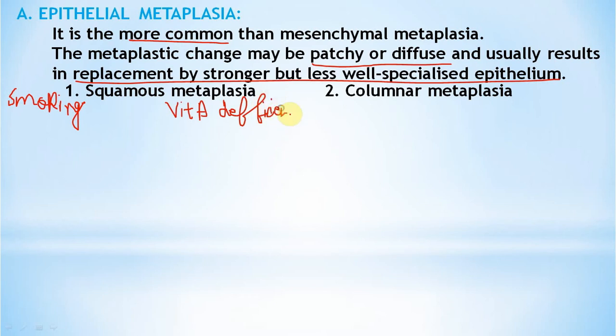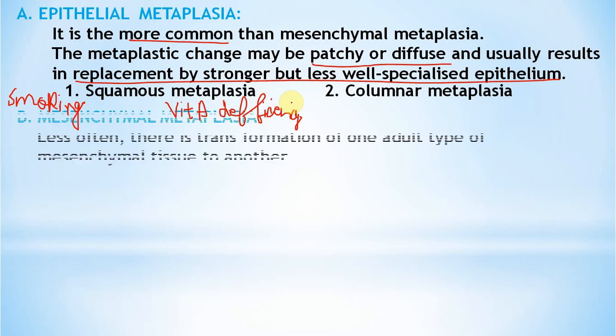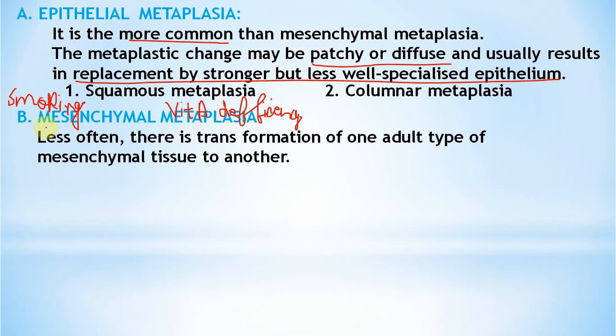Columnar metaplasia. Examples are intestinal metaplasia in healed chronic gastric ulcer, and in cervical erosion, which can be congenital or adult type, where a variable area of endocervical glandular mucosa everts into the vagina. Mesenchymal metaplasia is less often seen. There is transformation of one adult type of mesenchymal tissue into another type.